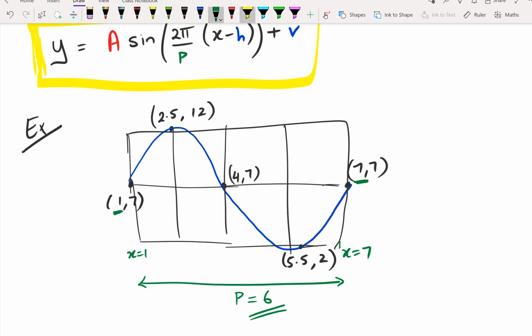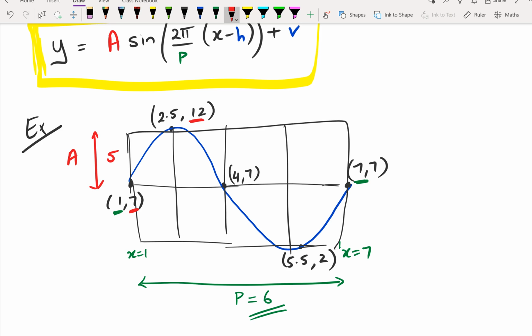The next thing is trying to figure out the amplitude. Now the amplitude is actually right here. That's what the amplitude is. And to figure out the amplitude, I look at the y values. So I've got 12 there, and I've got 7 there. And if I go 12 minus 7, that ends up being 5 as the amplitude.